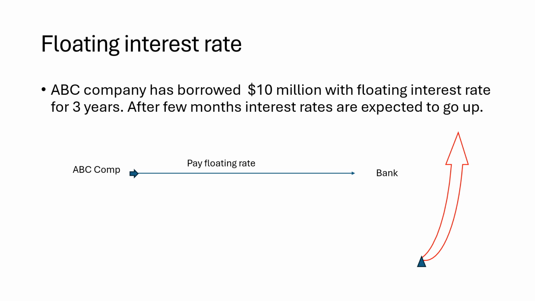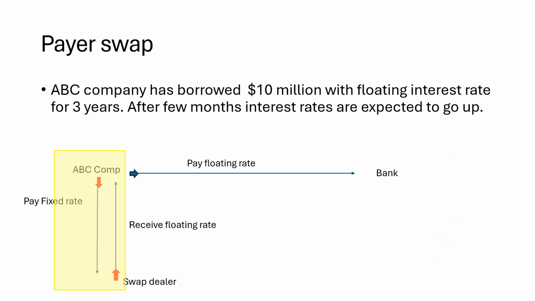Now let's say ABC company has borrowed 10 million with a floating interest rate for 3 years. So ABC company is going to pay the floating rate to the bank. After a few months, interest rates are expected to go up. So as the interest rate goes up, ABC company is going to pay more and more interest to the bank. Since the floating rate is increasing, ABC company needs to do something to remove this effect of the floating rate. And now effectively ABC company wants to actually pay a fixed rate.